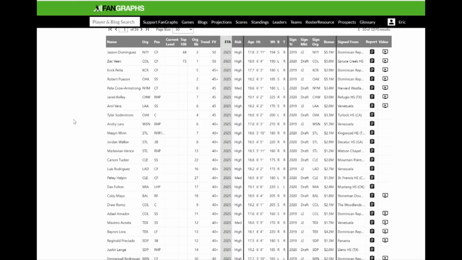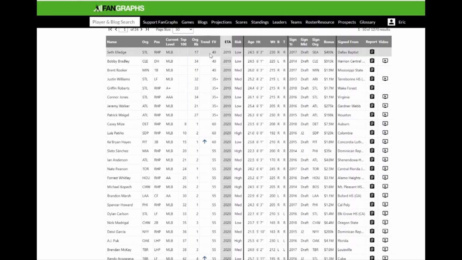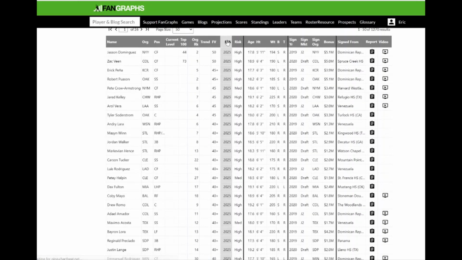It doesn't make sense to add someone to the 40-man before you have to, even if they're ready, if you've already got a good big leaguer in that position. There are some individual cases where the guys are just coming so fast that I'll adjust this up manually. Or if someone's super raw, I'll dial it down manually.